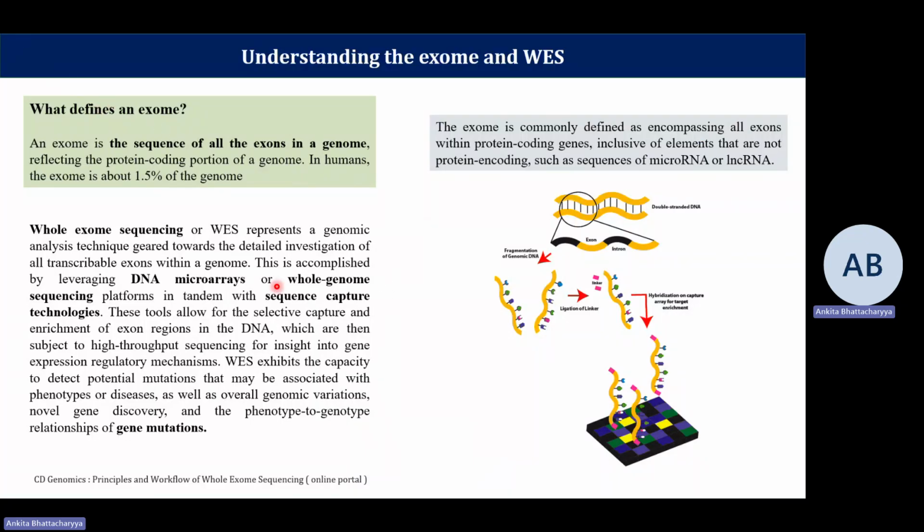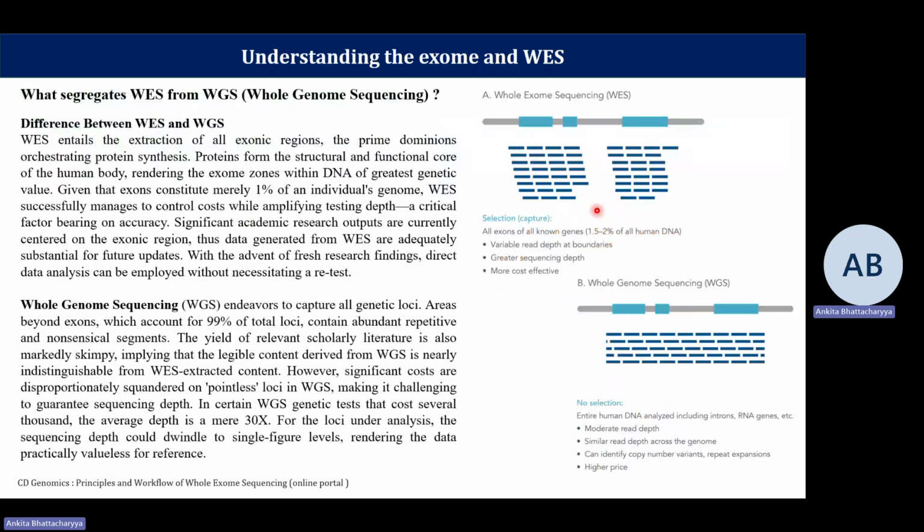What is the exome? Exome is the sequence of all the exons in a genome, reflecting the protein coding part of the genome. So WES is what we discussed initially. Again, you can quickly recapitulate the key steps: you fragment the genomic DNA, ligate linkers, hybridize it onto a solid support or a flow cell for target enrichment, and then you perform sequencing. So what segregates it from whole genome sequencing? Whole exome gives you readout of only the exonic regions of the genome. Whole genome looks at everything, exon, intron, and everything. No selection. All parts are studied.